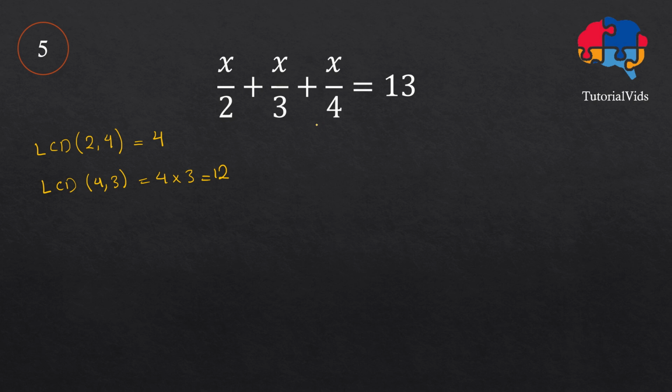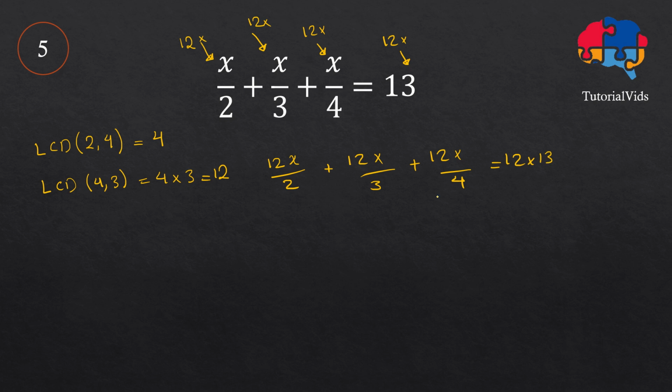So in the next step, I need to multiply that LCD to each term on the left and also to each term on the right. Okay, so I multiply this 12 to each term. Then I'll get 12 times x divided by 2 plus 12 times x divided by 3 plus 12 times x divided by 4 equals 12 times 13.